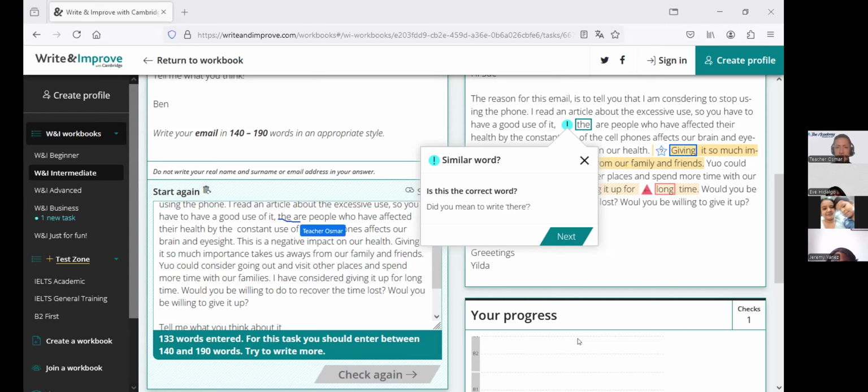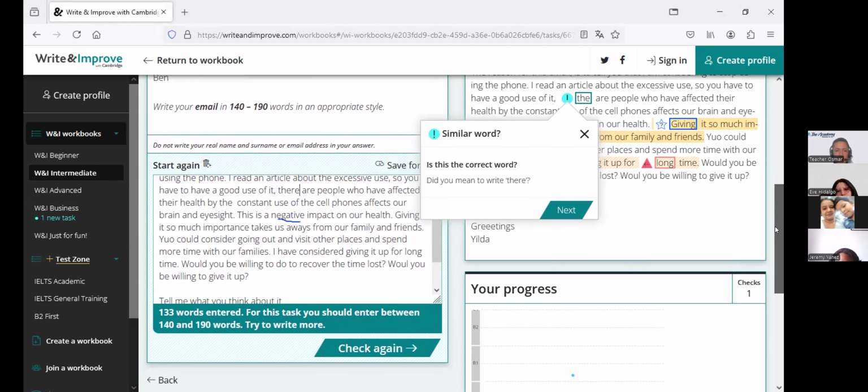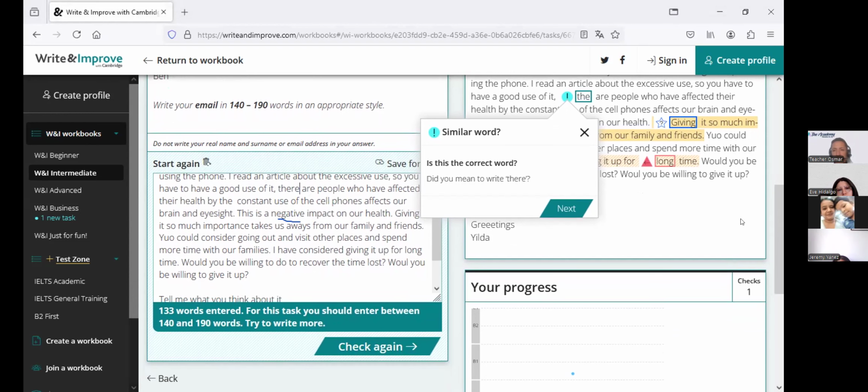There are people, sería, there are people. Exactly, ahí podemos cambiarle, ¿no? There, excellent. There are people who have affected their health by the constant use of the cell phones. By the constant use of the cell phones. Affects our brain and eyesight. This is a negative impact on your health. Period.